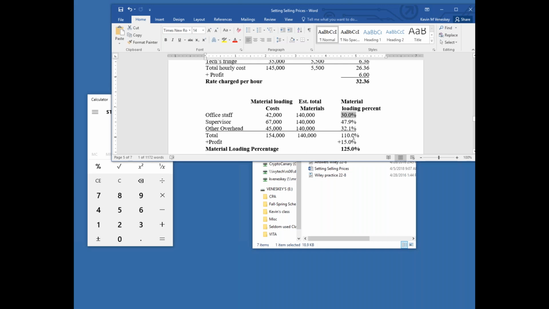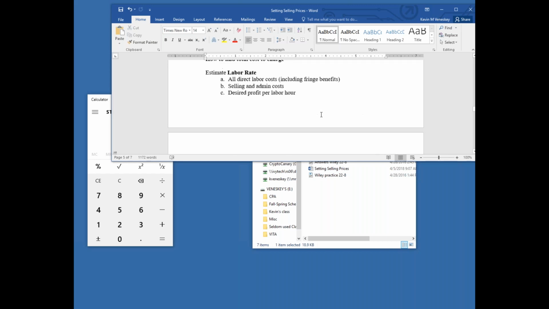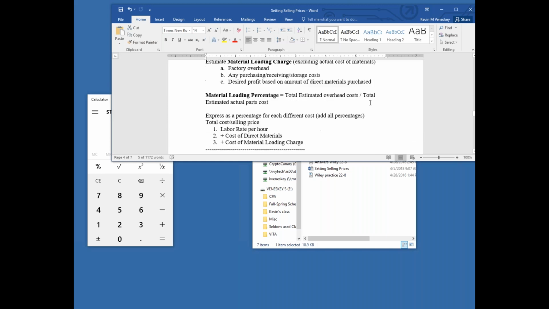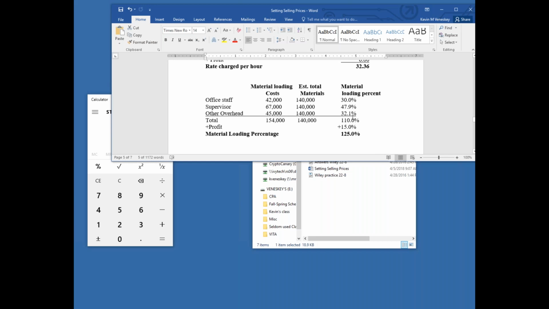So when you add everything up here, for every dollar I spend, I'm going to tack on not only that dollar, because they're going to reimburse me for that dollar that I spent on parts, but I'm going to tack on another $1.10 just to cover the overhead. And I would stop there if I didn't want to make a profit. But if I want to make a profit, and I told us up here at the beginning that I want to make a profit of 15%, so I'm going to tack on another 15% to my total costs, to the overhead. So now for every dollar that I spend, I'm going to charge the customer an additional $1.25 to cover the overhead plus my profit.